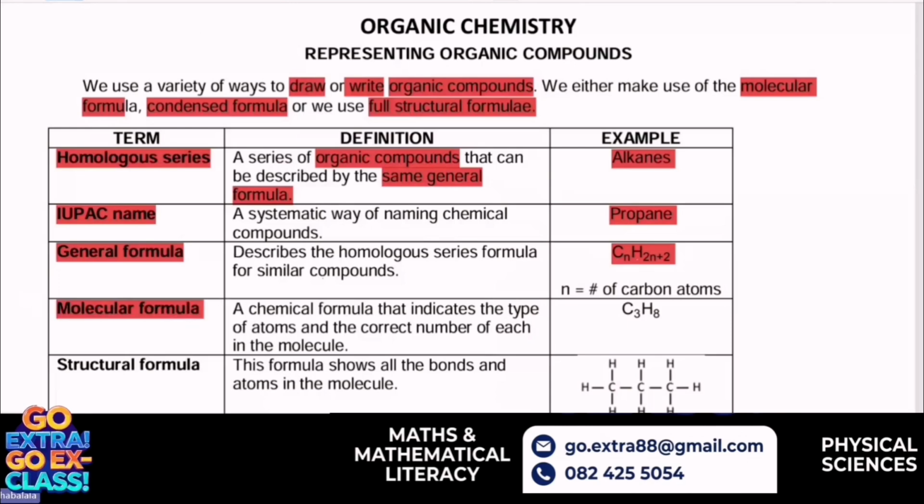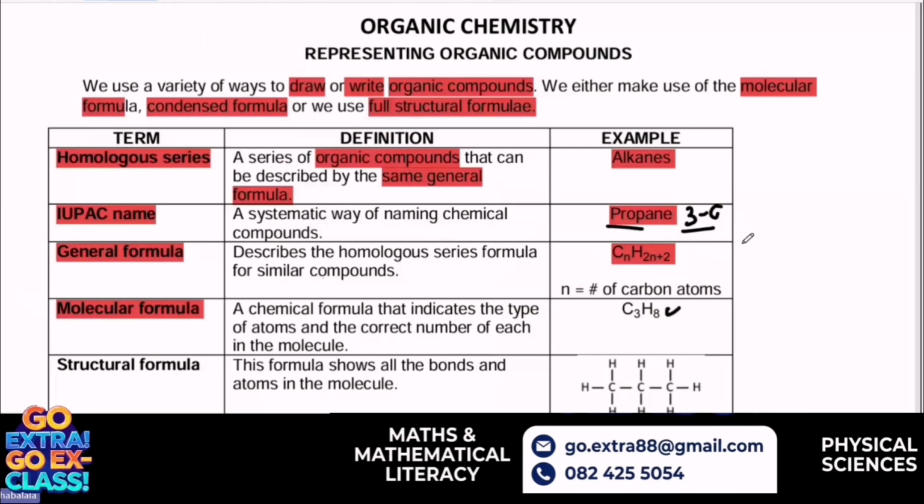So how do we use the general formula to determine the molecular formula? Let's take, for example, propane. Propane is a compound that has 3 carbons. To find the molecular formula of this, we can use this general formula here, where C stands for carbon atoms and H stands for hydrogen atoms. N stands for the number of carbons in this compound. Propane has 3 carbons, so we can substitute 3 where there is N.